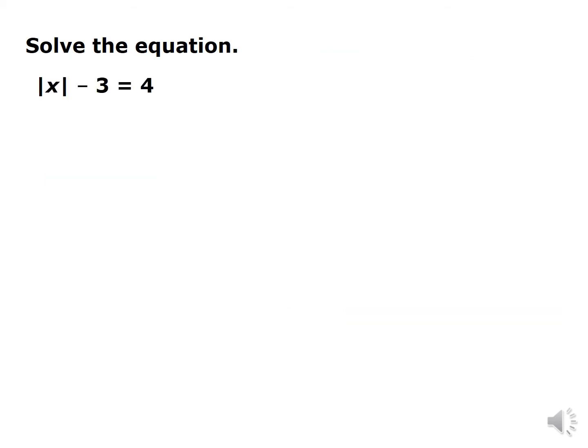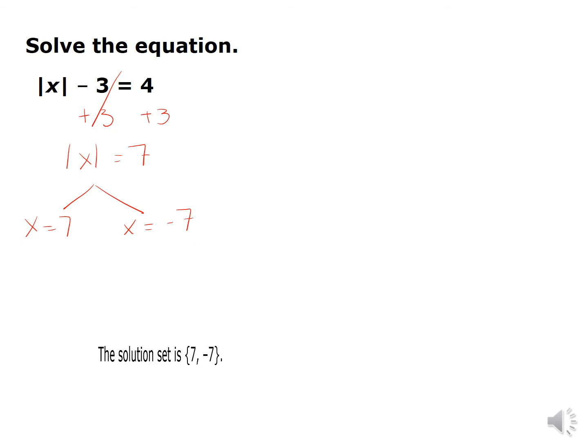Okay, for this one, all I have to do is get this over to this side. Absolute value of x equals 7. Then I just split it. x equals 7, x equals negative 7. And I'm done.